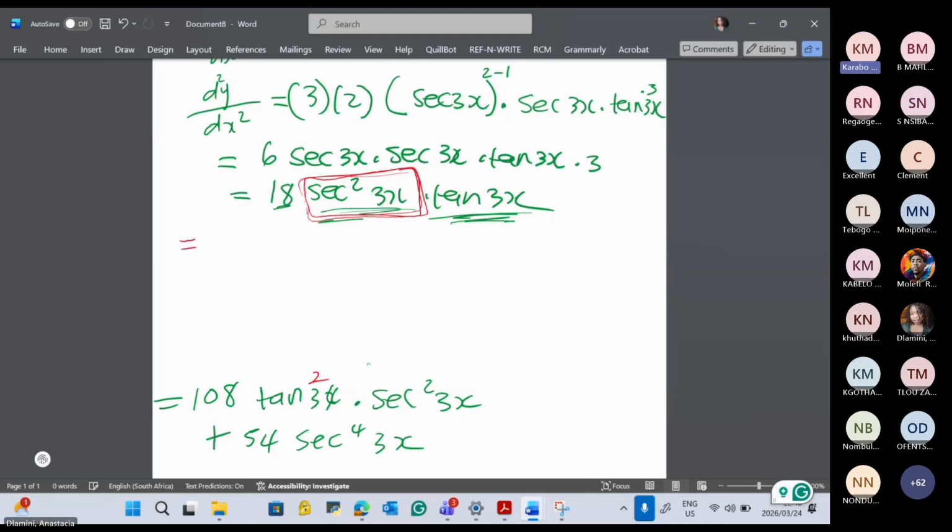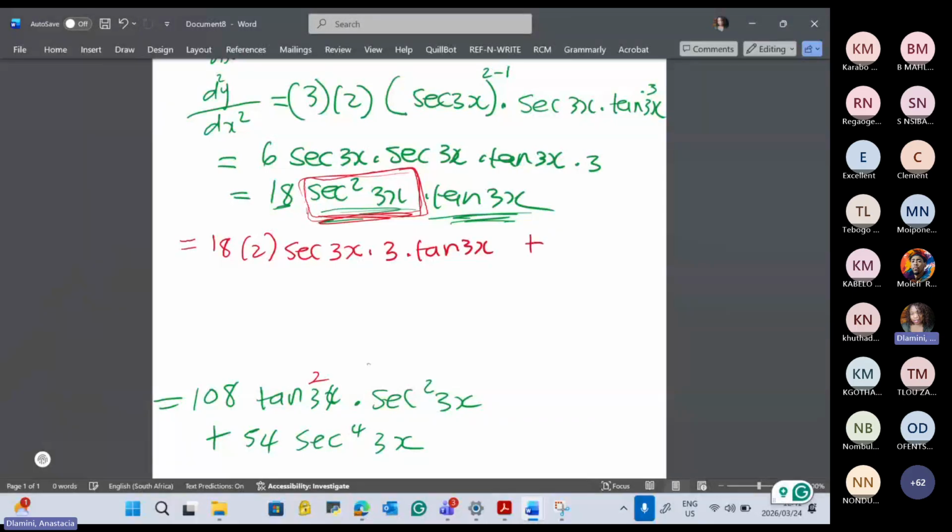What do we get? Can we differentiate again and see what we get? So if we start differentiating the first one here, do you agree that it will be 18 times 2 sec 3x times 3? Do you agree, guys? Yes or no? Because I see a lot of people are quiet. Okay. Times tan of 3x, right?